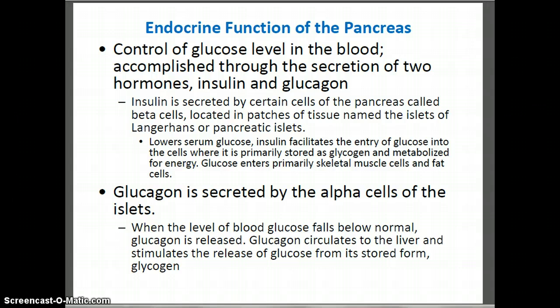Glucagon is secreted by alpha cells of the islets, and when the level of blood glucose falls below normal, glucagon is released and it circulates to the liver, stimulates the release of glucose from its storage form, which is glycogen.